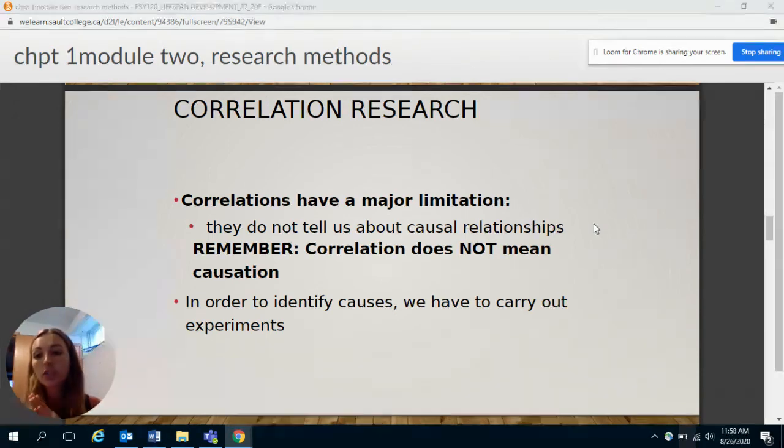So in order to explore that further, you would have to do an experiment. Correlation research just says that there's a relationship there, but it doesn't necessarily say which causes what, right? So correlation does not equal causation. So that's what that means. Just a little refresher.